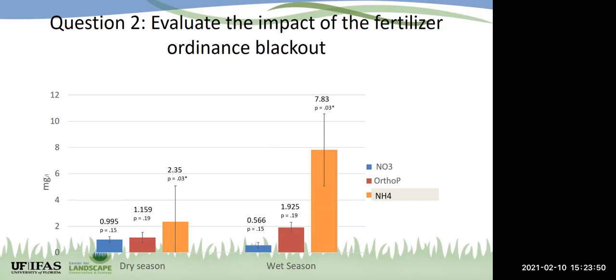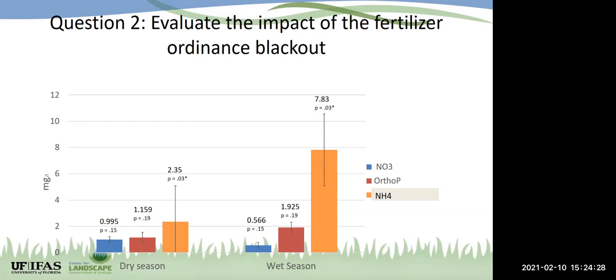In this case, we do see a statistically significant difference, particularly for the orange bar, which was ammonia nitrogen. We actually saw higher levels of ammonia nitrogen during the wet season in the runoff from those lawns than we did during the dry season. And that was surprising because it's contrary to the logic of the fertilizer ordinances. We were expecting that during the wet season, when people cannot apply fertilizer to their lawn, we would see less nitrogen in the runoff, but we actually saw more ammonia nitrogen.